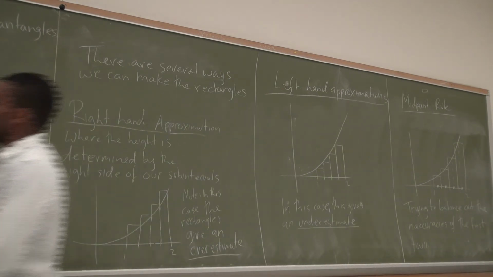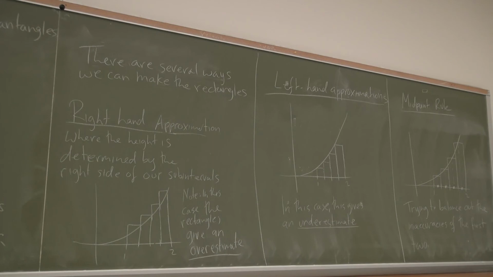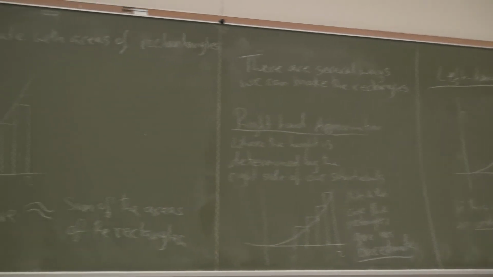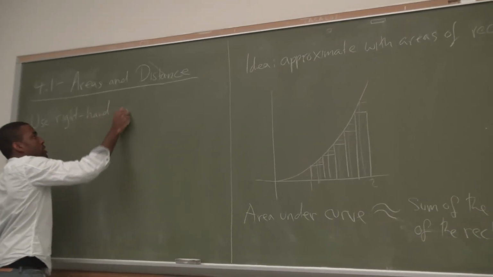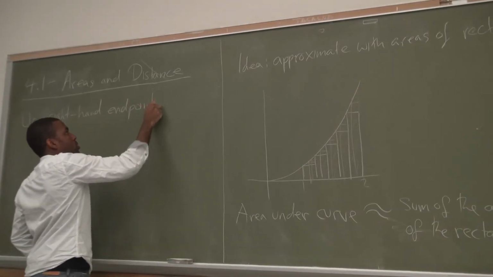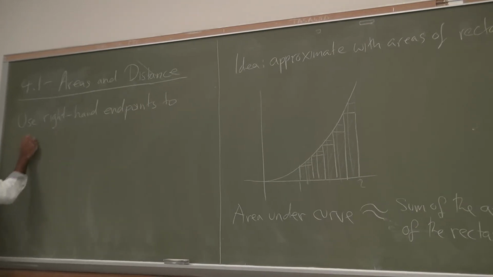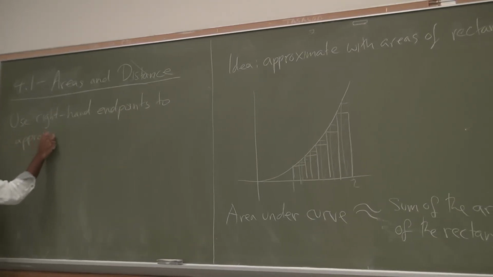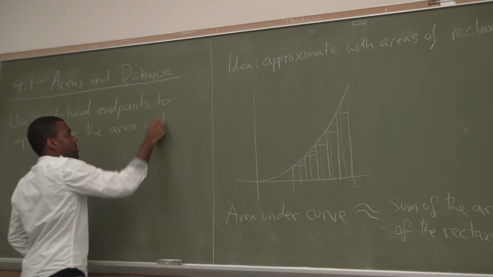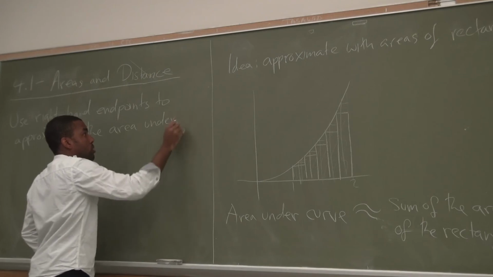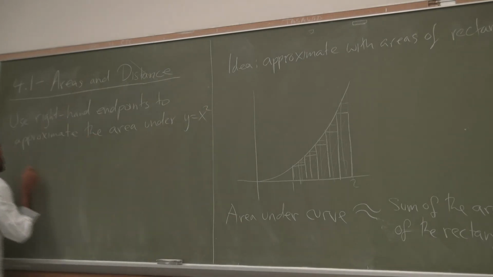So let's finish with this one example so you can see something all the way through. Use right-hand endpoints to approximate the area under 5x squared with 4 subintervals.